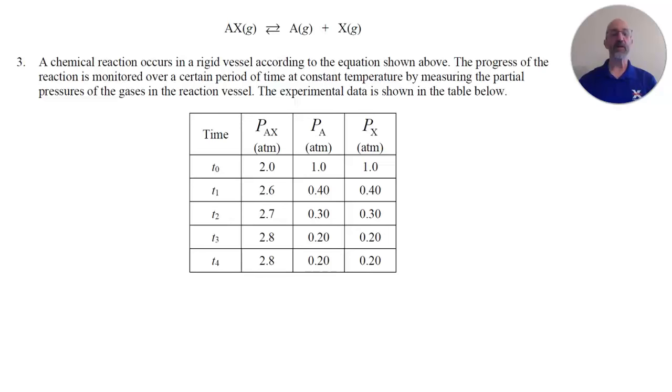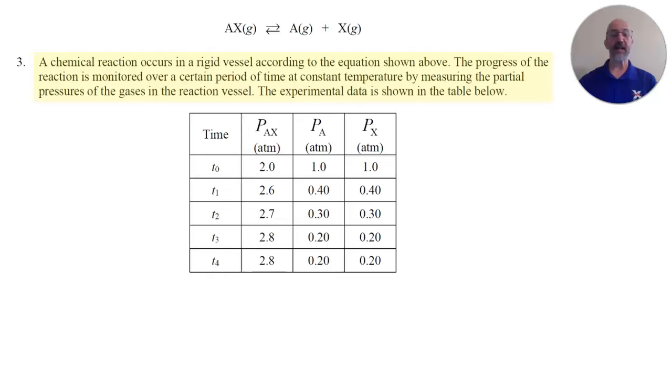In question 3, we are given a balanced chemical equation, and it says a chemical reaction occurs in a rigid vessel according to the equation shown above. The progress of the reaction is monitored over a certain period of time at constant temperature by measuring the partial pressures of the gases in the reaction vessel. The experimental data is shown in the table below.